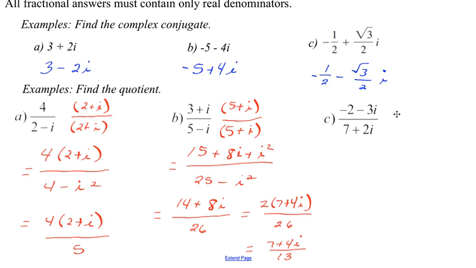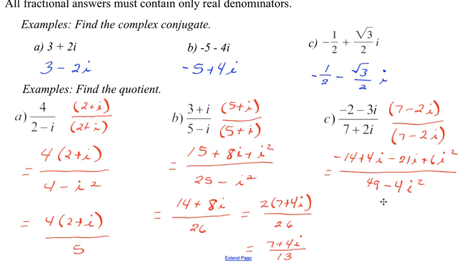Over here on the right-hand side, complex conjugate 7 minus 2i. Multiplying using FOIL, we get that. Simplifying our terms, our final answer is negative 20 minus 17i all over 53.